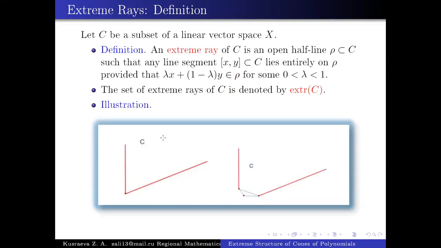Before formulating the result, let me define what an extreme ray is. An extreme ray of C is an open half-line ρ in C such that any line segment joining two vectors or points x, y in C lies entirely on the half-line ρ, provided that there is at least one inner point of the line segment x, y lying on ρ.